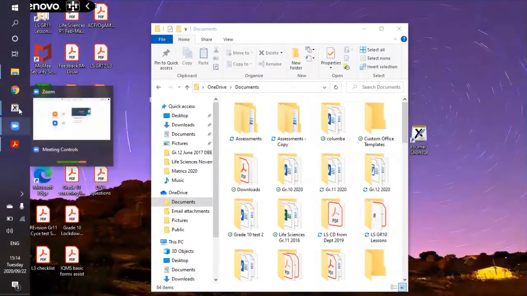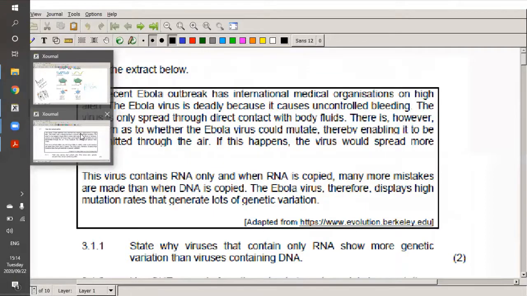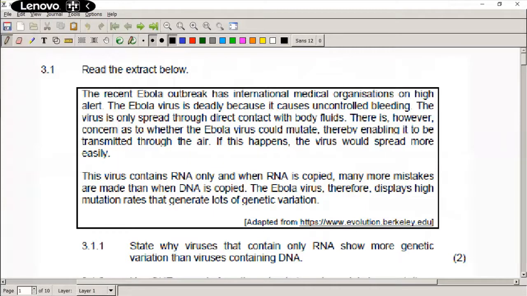Question 3.1. There we go. Okay. So, again, this relates to what you did at the beginning of the year, but now also relates to RNA and DNA, which you're doing at the moment. So, read the extract below. The recent Ebola outbreak has international medical organizations on high alert. The Ebola virus is deadly because it causes uncontrolled bleeding. The virus, so we know it's a virus, okay, is only spread through direct contact with body tissue.